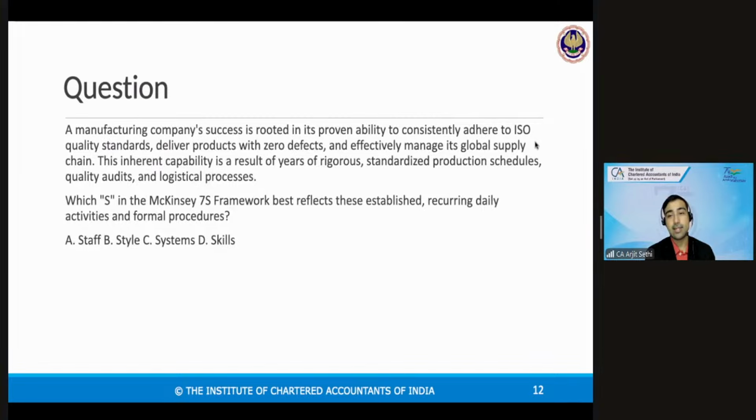Very nice. फटाफट से आंसर्स आ रहे हैं. वेरी नाइस. बुशरा ऑप्शन सी, काव्या ऑप्शन सी, अभिषेक ऑप्शन सी, अक्कम ऑप्शन सी. My friends, you are very right. The correct answer is option C, systems.